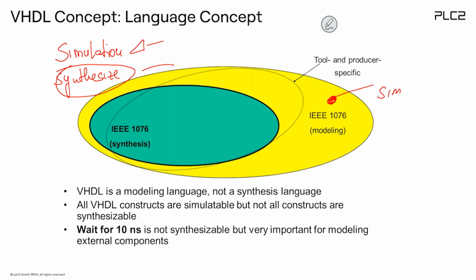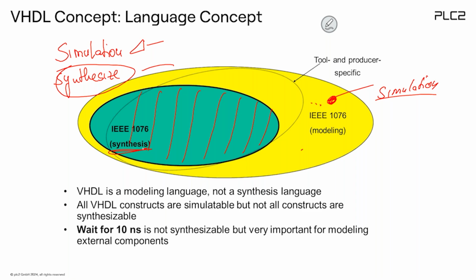This is simulation. Okay? So these are all the constructs available in this yellow area. Yeah, they can be used in simulation. All of them. No exception. All of them can be used for simulation because it was developed for simulation. But only one part, only one subset of all the statements which are in this yellow area, only a subset may be used for synthesis.